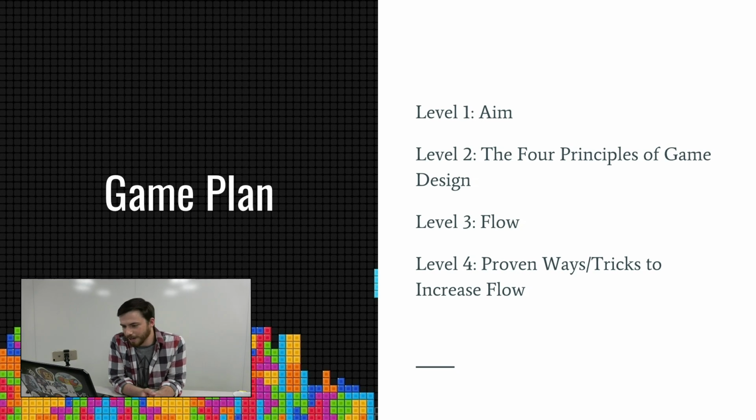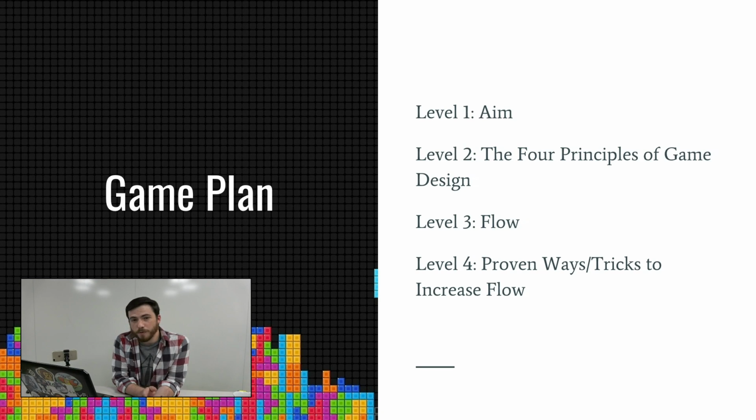But here's what we're doing today. So I've put this into 4 levels. I thought that was a good idea for game design. So the game plan, level 1, we're gonna be talking about the aim. With traditional education, traditional way of looking at teaching, game design takes a different mindset completely about what it is that we're trying to create. So we're gonna define that first.